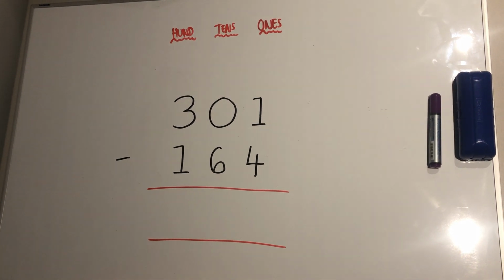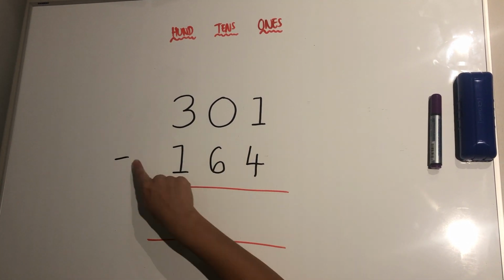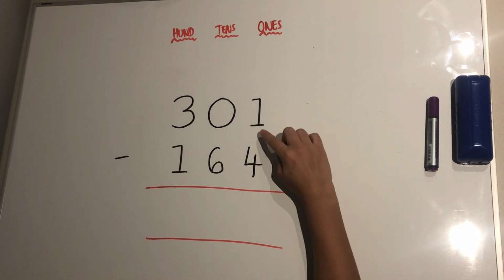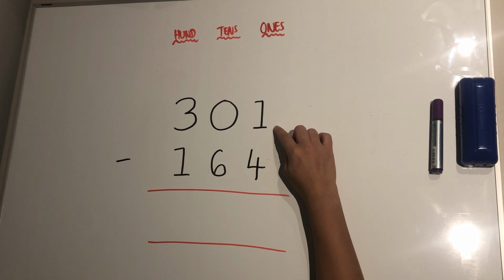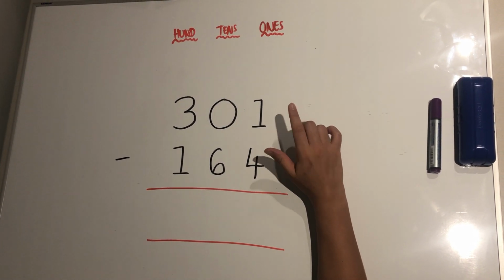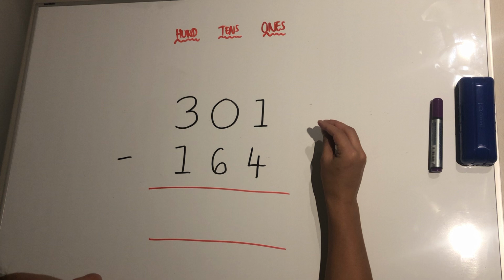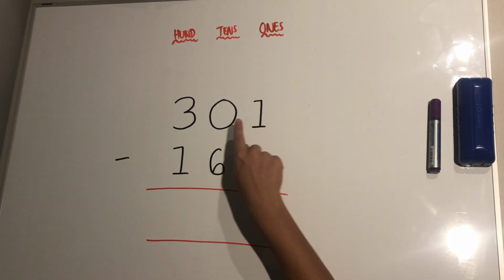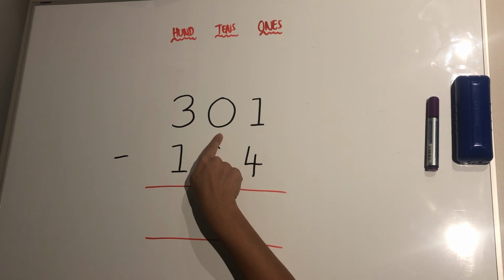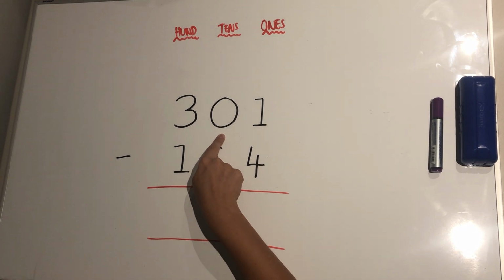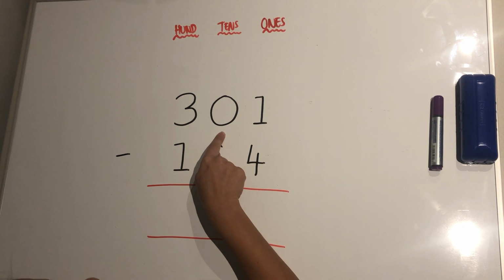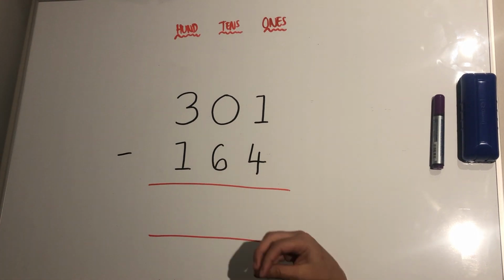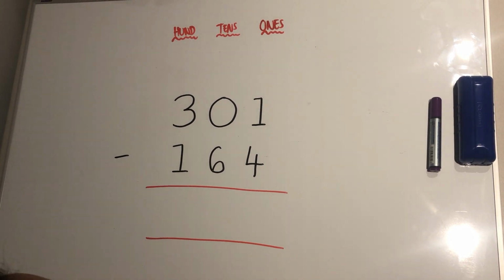So if we have a look at our equation, 1 subtract 4, can we do that? No, we can't, because our top number is smaller than our bottom number. So what we need to do, and that's what we learned yesterday, is go next door to borrow. Now, if we go next door to our tens column, you'll see that there's nothing in our tens column. So there is nothing there for us to borrow and bring over to our ones. So this is where it gets a little bit trickier and there is an extra step.